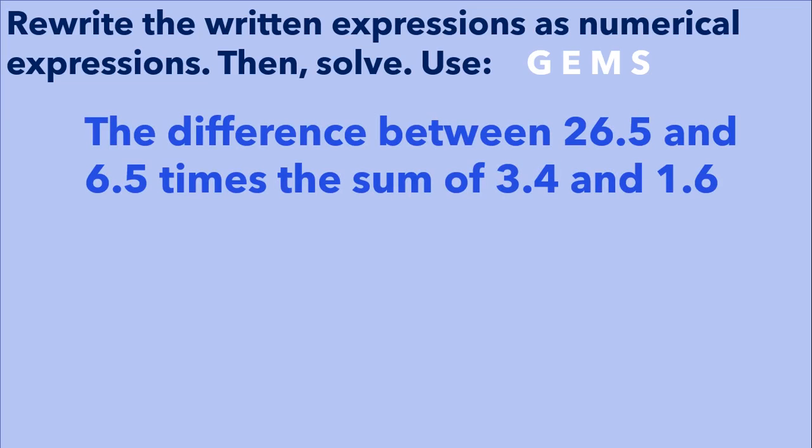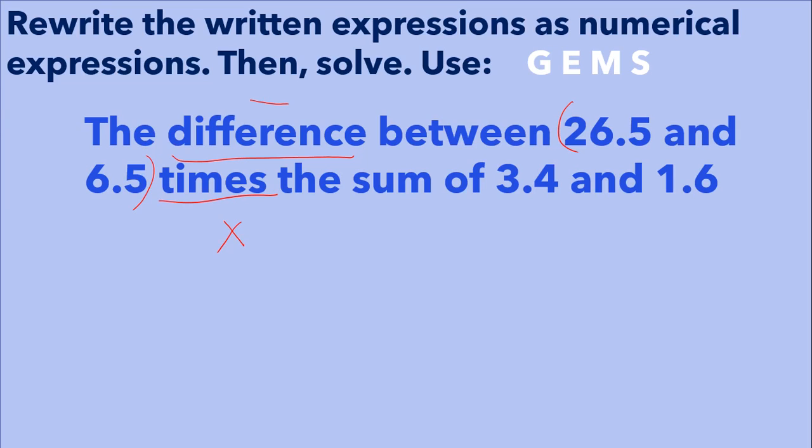The difference between 26 and 5 tenths and 6 and 5 tenths times the sum of 3 and 4 tenths and 1 and 6 tenths. Let's see, the difference is the answer to a subtraction problem. That means we'll be subtracting 26 and 5 tenths and 6 and 5 tenths. Well, we need to get that answer first, so we're going to put those in parentheses.